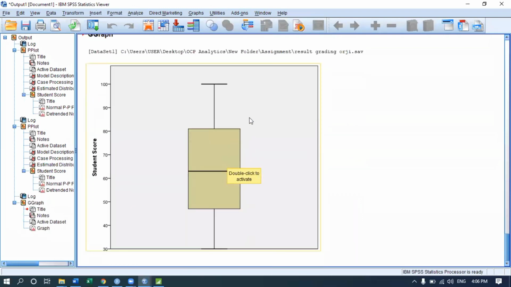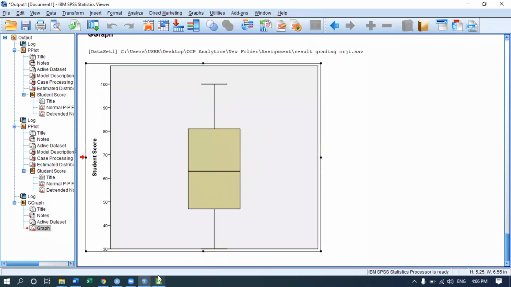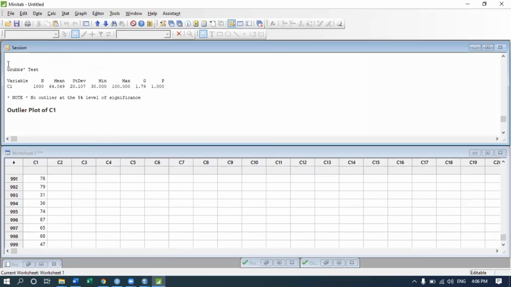So no outlier. In the assignment I gave to you guys, when you did it for chemistry, you saw some points outside this box plot. If there was a point here, outside this line, we say there's an outlier. But because there is no point outside, all the points are between this and this. So there is no point outside it. That means there is no outlier. And this is also confirmed by the Grubbs test.